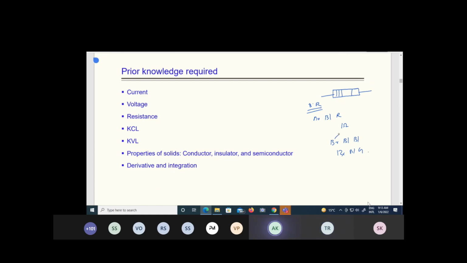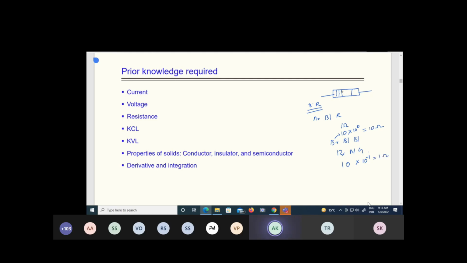So brown color represents one, black represents zero. And if the third one is also black, then the multiplier band will be 10 to the power 0, so its value is 10 ohm, not 1 ohm. If it is brown, black, and gold, then brown will be 1, black will be 0, and the multiplier band, gold, will be 10 to the power minus 1. So this will be 1 ohm.